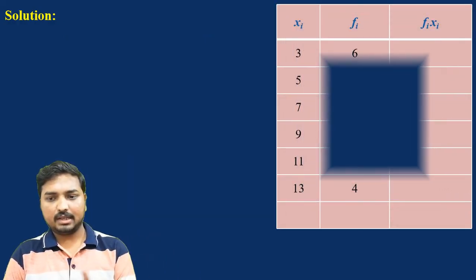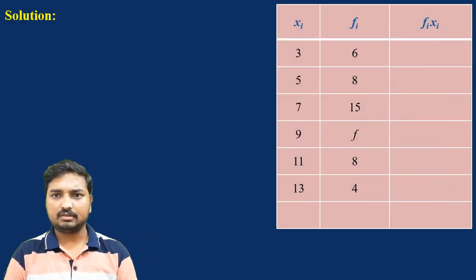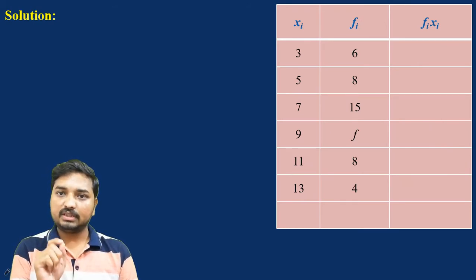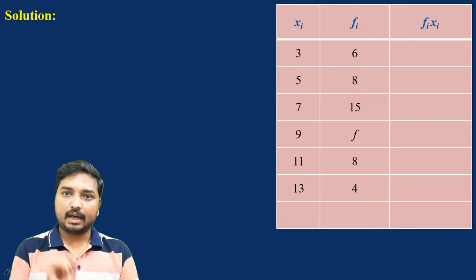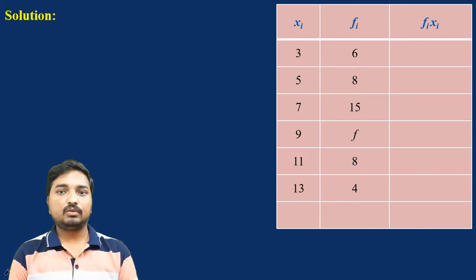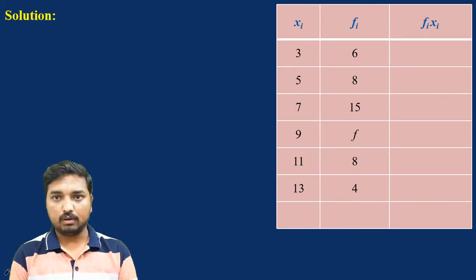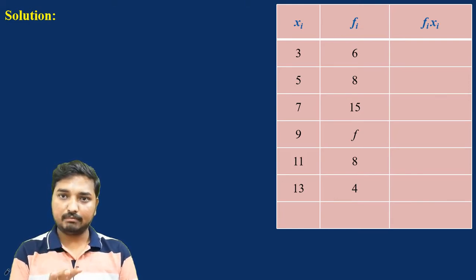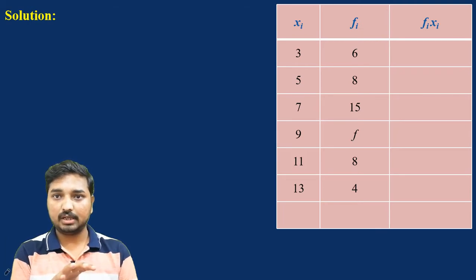Okay, now I will move on to the solution. The same thing, you have to write the table as it is. One more important thing, you can solve this problem either by the direct method or by the assumed mean method. Remember, solving this type of problem by the direct method is very easy, very simple, and there is no possibility of making a mistake. It is not so complicated.